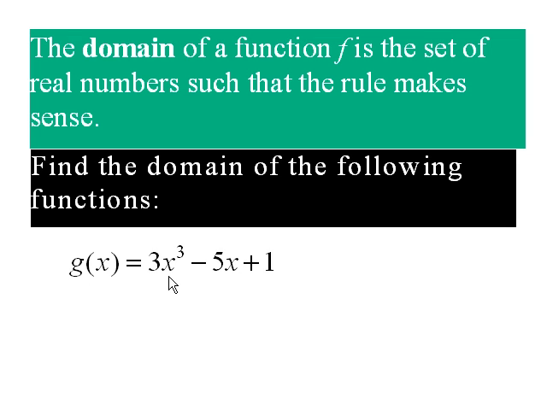g of x is 3x cubed minus 5x plus 1. Nothing to do there about dividing by 0 or taking a square root of a negative number. I don't care what real number x is, x cubed makes sense. Times 3 again makes sense and gives you an answer that's another real number. Minus 5 times x is fine, and adding 1 doesn't hurt anything. There's no number you can't use, and that means all numbers you can use.